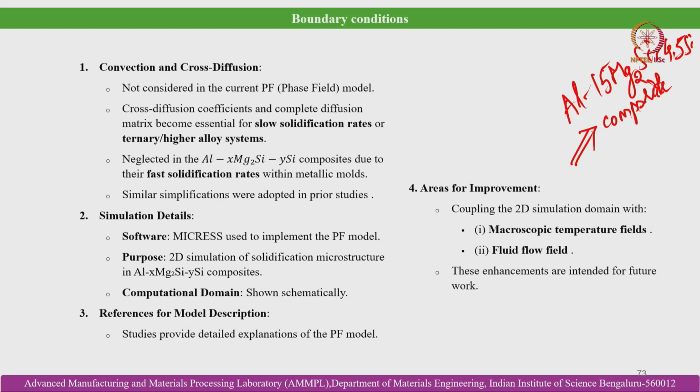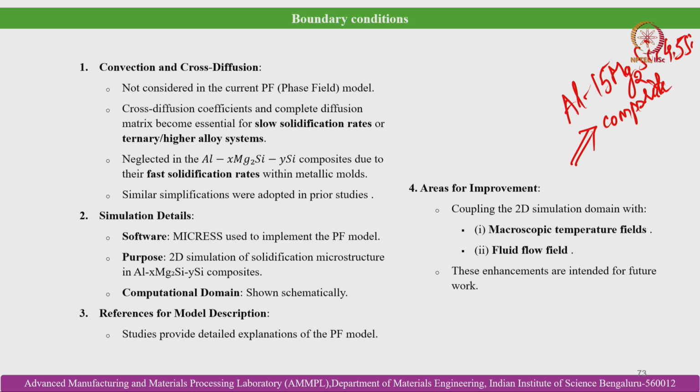So, coming back to the phase field model that is developed for this composite to predict its microstructure evolution, starting with the convection and cross diffusion. These are not considered in the current phase field model. Cross diffusion coefficients and the complete diffusion matrix become essential for slow solidification rates or ternary or higher alloy systems, but are neglected in the present Al-x Mg2Si-y Si composites due to their fast solidification rates within the metallic molds, and similar specifications were also adopted in prior studies reported in the literature.